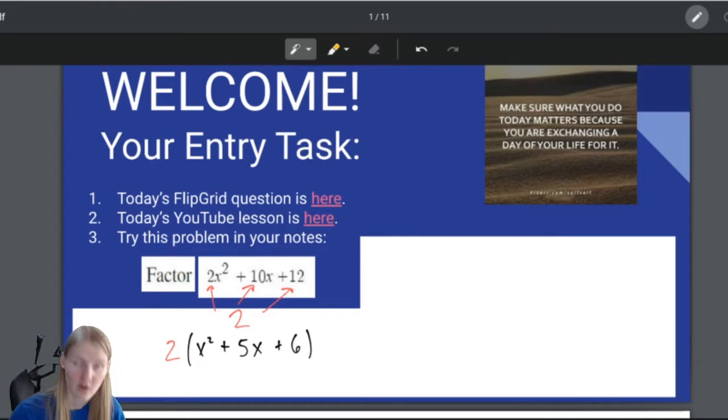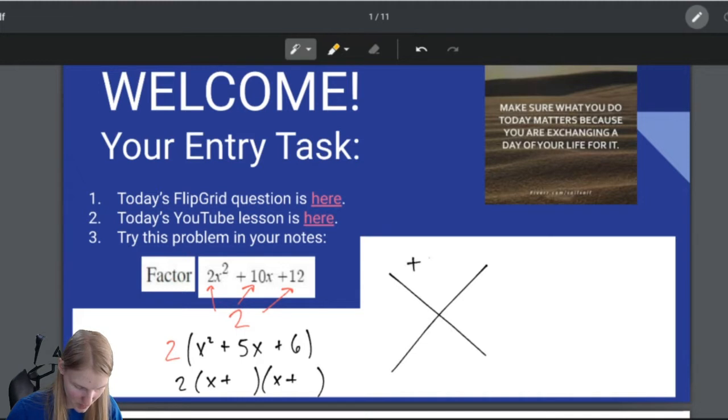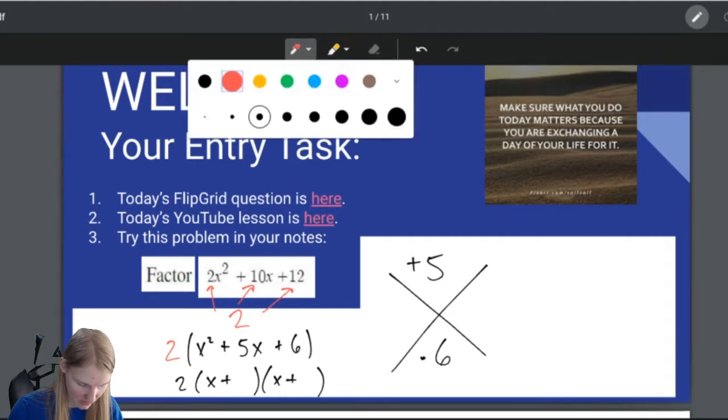Awesome. Now if I'm going to factor even further, I am going to look at B and I'm going to look at C. Because these are both positive, I know that I'm going to end up with x plus something and x plus something. But I need to know what those somethings are. So I need two numbers that add to 5 and multiply together to give me 6.